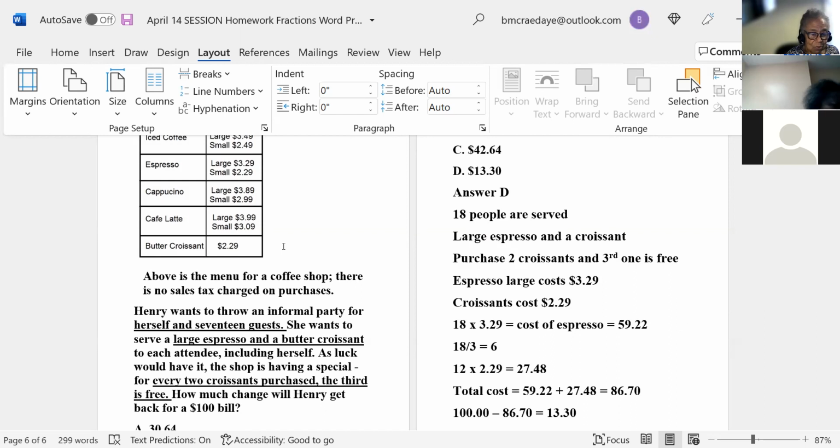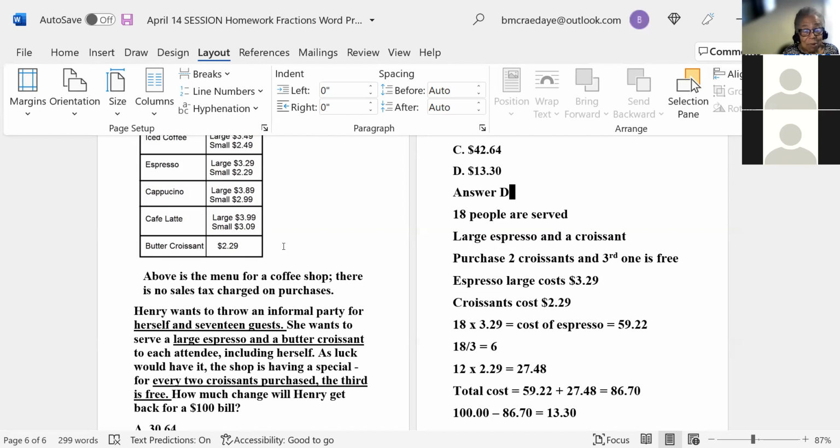So 12 times 2.29, and then you add that to the cost of the espressos, and you get the total cost. The question was how much change you'll get back for a $100 bill. So just subtract the total from 100 and you get $13.30. Any questions on this problem?